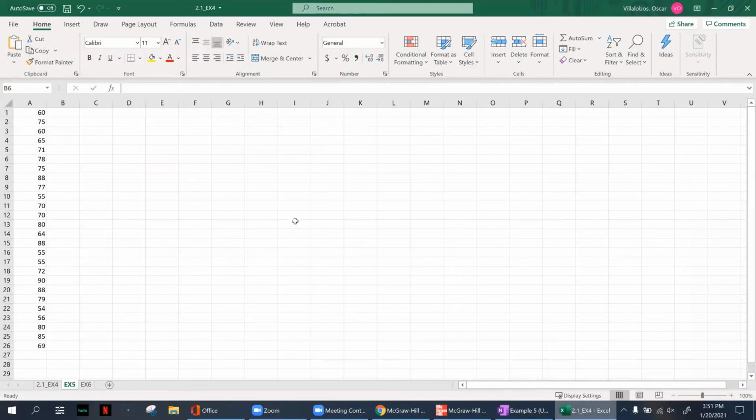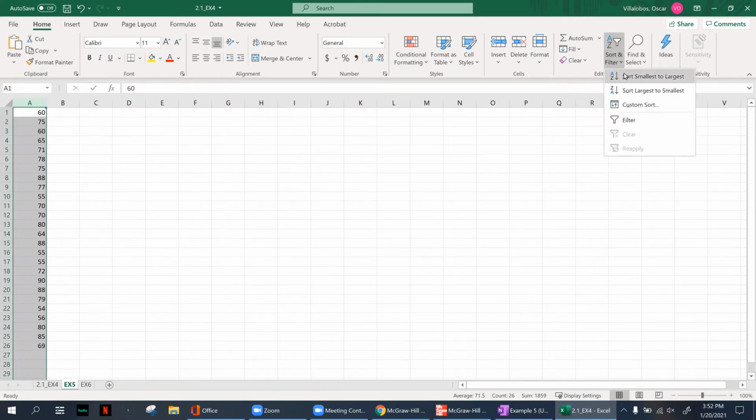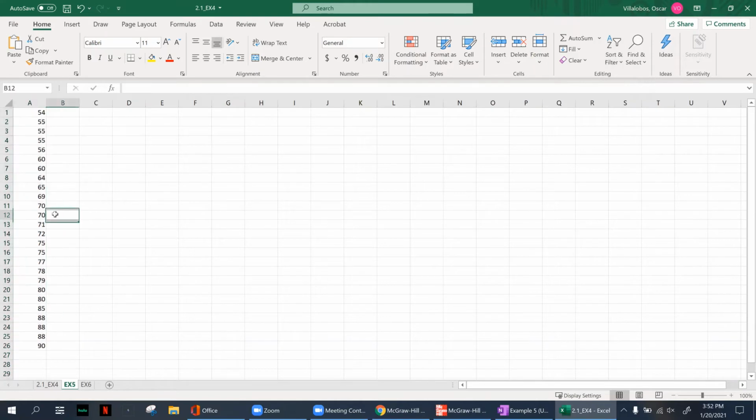So I'm going to go to Excel. You downloaded this data, and it gave it to me like that. You can either click, hold, and highlight what you want, or you can just click the column like before. It's going to highlight everything there. I'm going to go to sort, and sort from smallest to largest. So I know my smallest value is 54, and my largest value is 90.